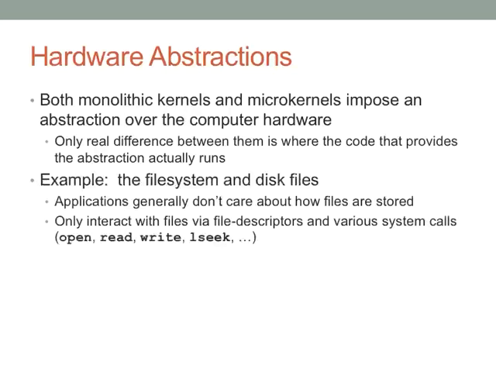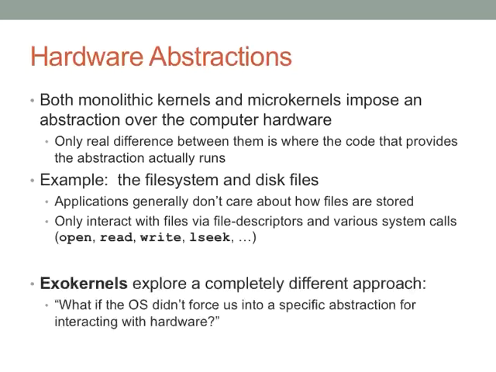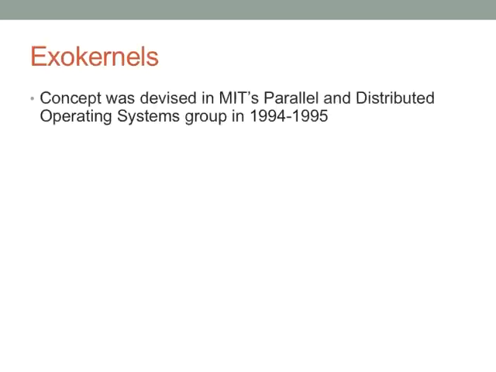And the file system is a great example of this. We've been talking about it a lot because it's useful for the command shell. But applications don't care about the file system format or anything like that, or even what type of device. They just interact through this very simple Unix API with the file data. So exokernels are another approach that basically goes in the exact opposite direction away from that. Exokernels explore the question, what if the OS didn't force us into a specific abstraction for interacting with the hardware? Which is kind of an interesting question to ask.